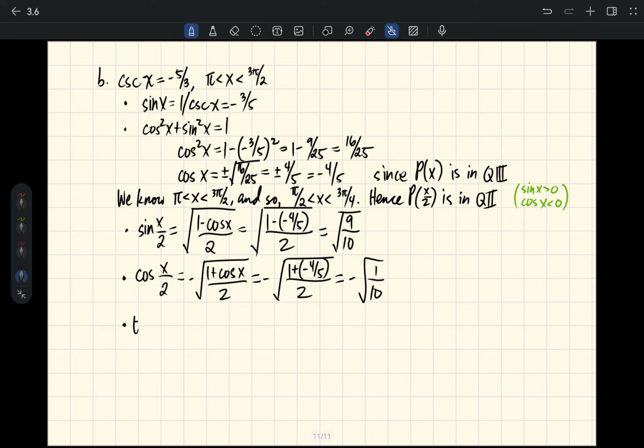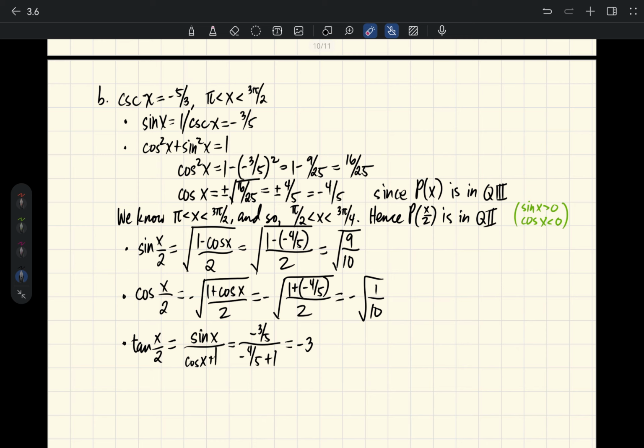That will give us negative square root of 1 over 10. And finally, for tangent of x over 2, we can just use the first form, sine x over (cosine x plus 1). That will give us sine x is negative 3 over 5 all over cosine x is negative 4 over 5 plus 1, which again, by simple arithmetic, will give you negative 3.